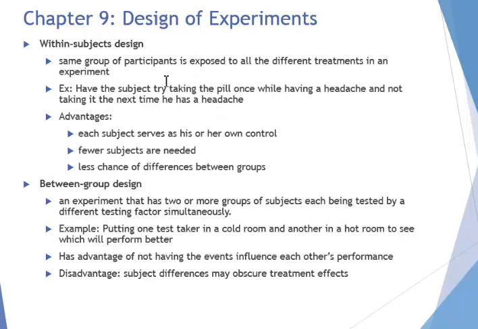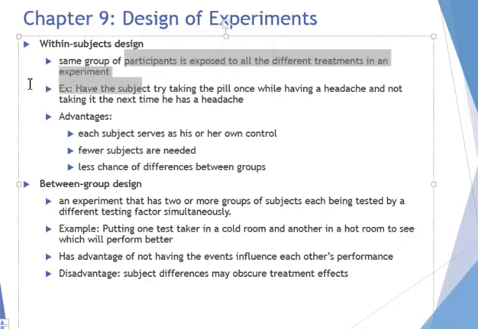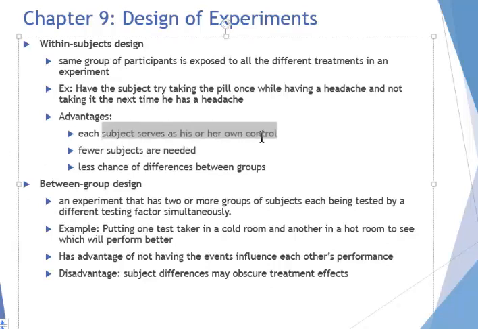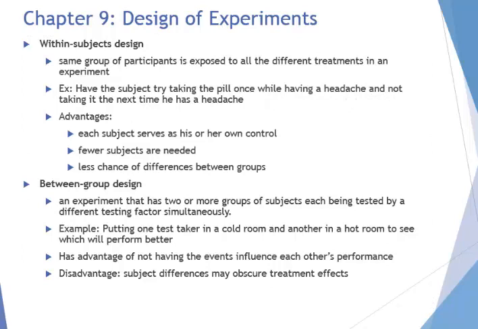You could have a within subject design, which means you're testing people really against themselves. It's the same group of participants exposed to all different treatments in an experiment. You can have the subject try taking a pill when having a headache and try not taking it a different time the person has a headache. I've got a headache, I take it. The next day I have a headache, I don't take it. Essentially, I'm serving as my own control. Each subject uses the not-taking episode as the control, and the taking-the-pill episode as the experimental group.